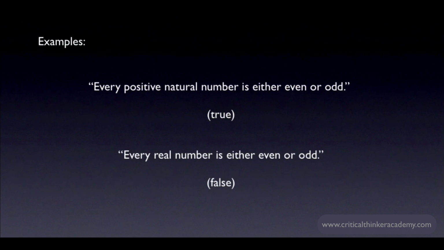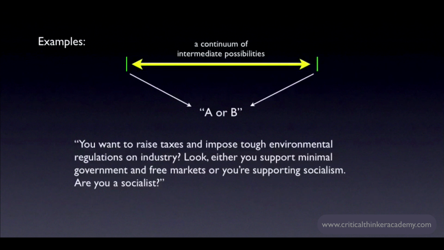The real numbers include all the integers, so some real numbers are even or odd. But the reals also include decimal numbers like 2.5 or 1.99, and these are neither even nor odd. So this poses a false dilemma. Second and finally, one of the most common forms of the fallacy occurs when a choice is presented that really represents the two ends of a continuum of possibilities.